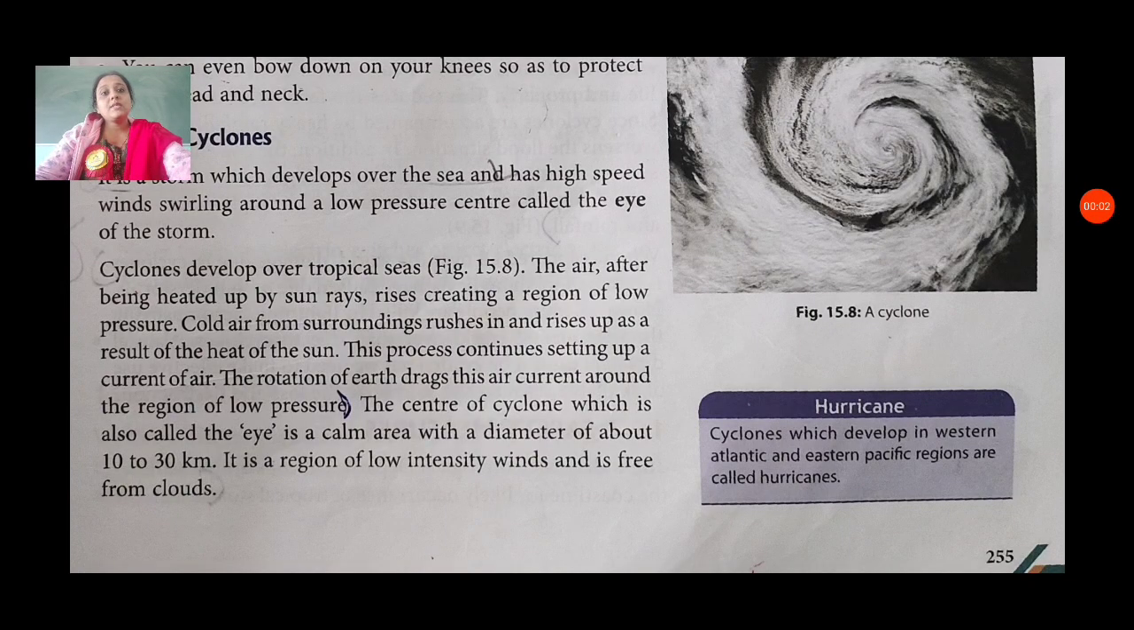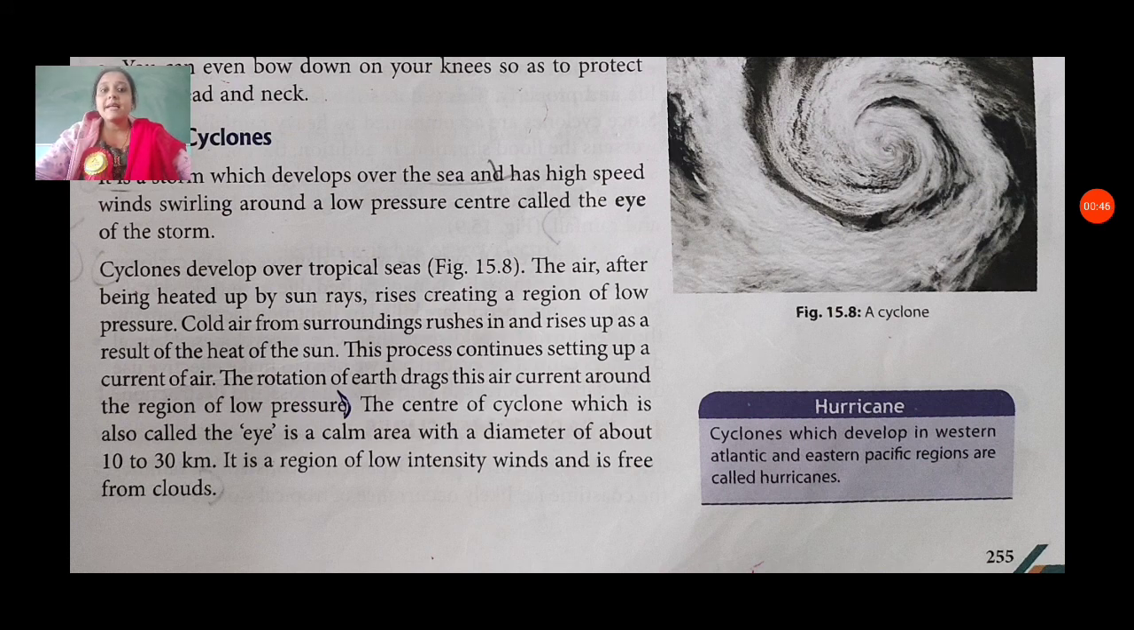A cyclone develops over the sea and has high speed winds swirling around a low pressure center called the eye of the storm. You can see the picture of a cyclone in figure 15.8. Cyclones develop over tropical seas. The air, after being heated by the sun's rays, rises, creating a region of low pressure. Cold air from the surroundings rushes in and rises up as a result of the heat of the sun. This process continues, setting up a current of air. The rotation of Earth drags this air current around the region of low pressure.